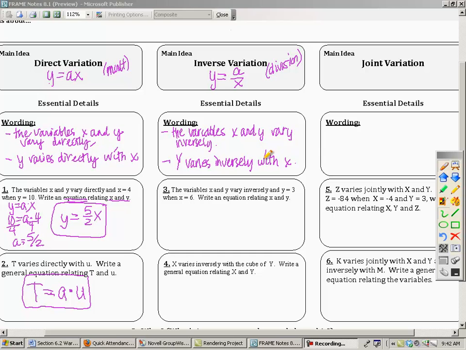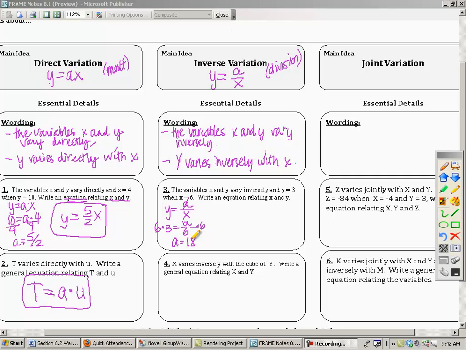So let's do the same idea we did in number 1. Let's try it with an inverse variation now in number 3. So the variables x and y vary inversely. That means we start with y equals a over x. They tell us y is 3 and x is 6. So y is 3 and we divide a by 6. Now let's solve to find a. So I multiply by 6 on both sides. And 6 times 3 is 18, so a is 18.